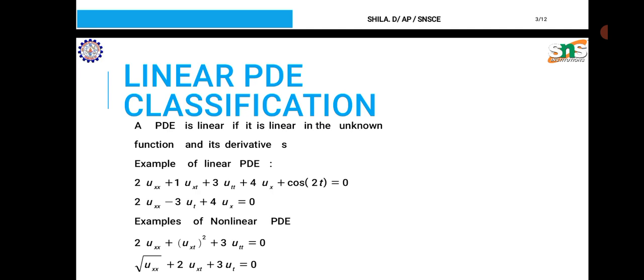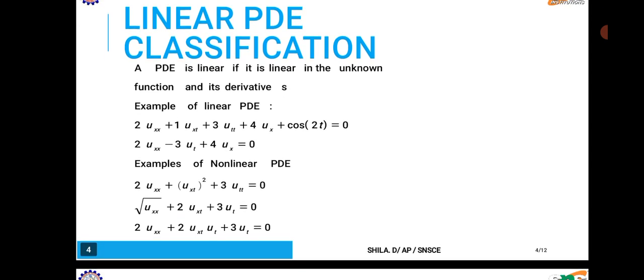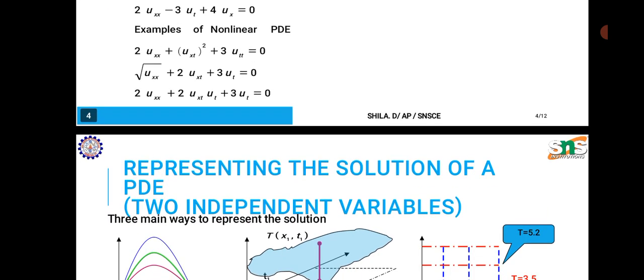So linear means the power should be the same throughout. Here, non-linear: you have 2uxx plus uxt the whole square plus 3utt. So the power of the function varies, and that is said to be non-linear. When the powers are the same, it is said to be linear, and when the powers are different, it is said to be a non-linear partial differential equation.